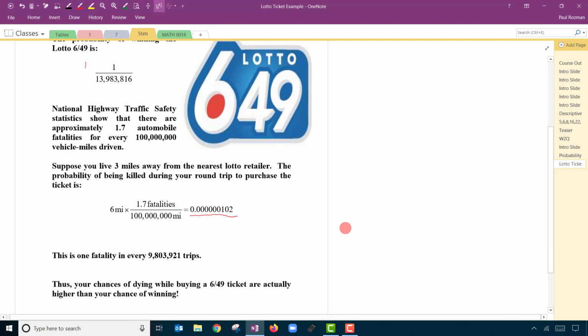I couldn't find very specific statistics for driving around on more residential type streets. These are highway statistics, and your chances of dying on the highway are much higher because you're going at higher speeds. So I'm guessing my chances of dying might actually be a little bit lower than my chances of winning a lottery ticket because I don't need to travel on a highway to get to the nearest lottery retailer. But if I did, then this would be pretty accurate.